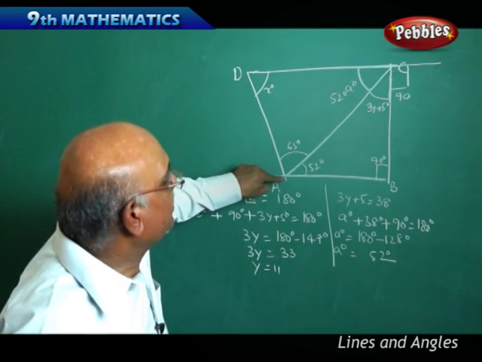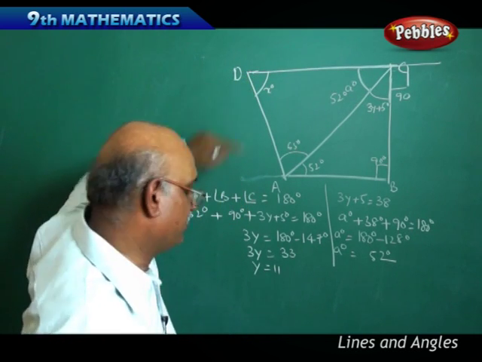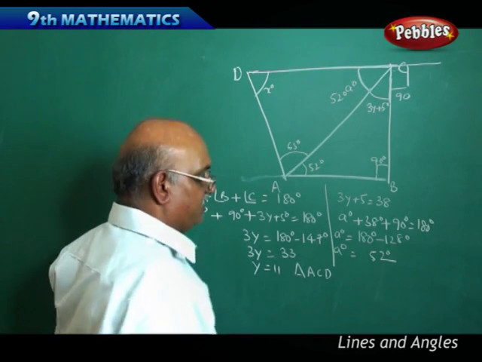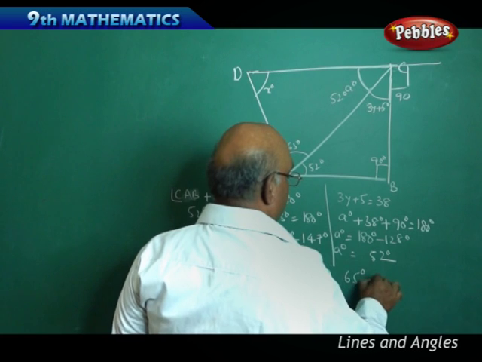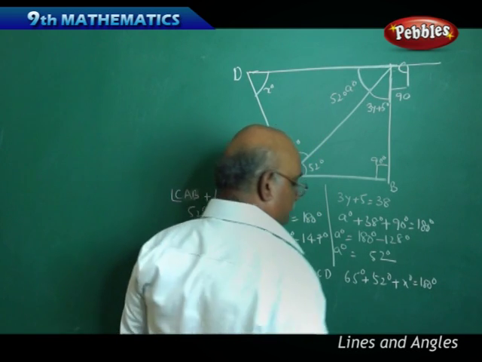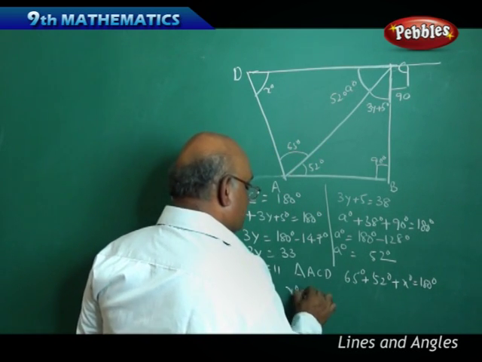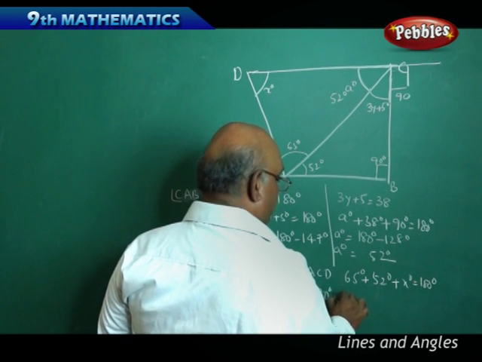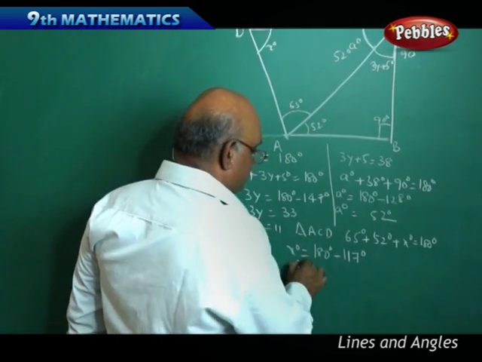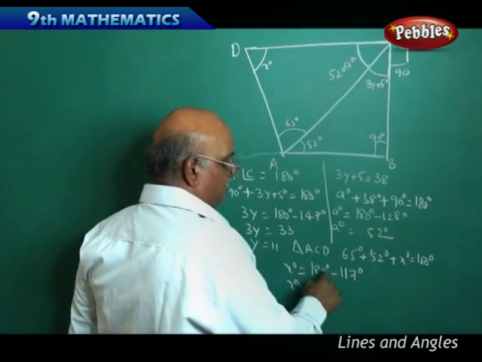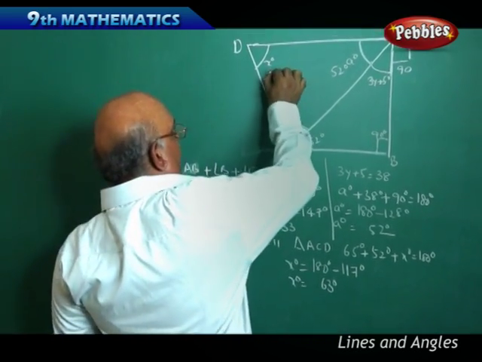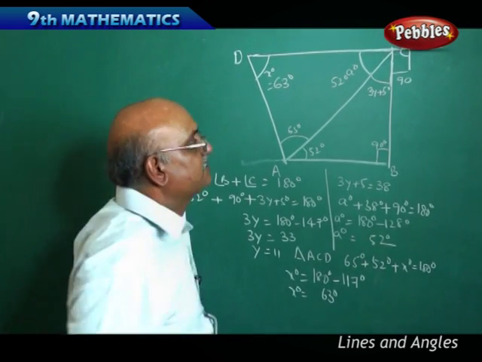Now, if you consider the triangle ACD, we are going to get 65 degrees plus 52 degrees plus x degrees is equal to 180 degrees. Now, x degrees is equal to 180 degrees minus 117 degrees. Therefore, x degrees is equal to 63 degrees, and that is the answer for this.